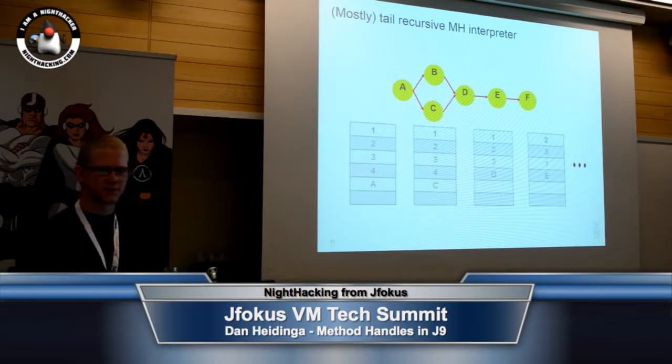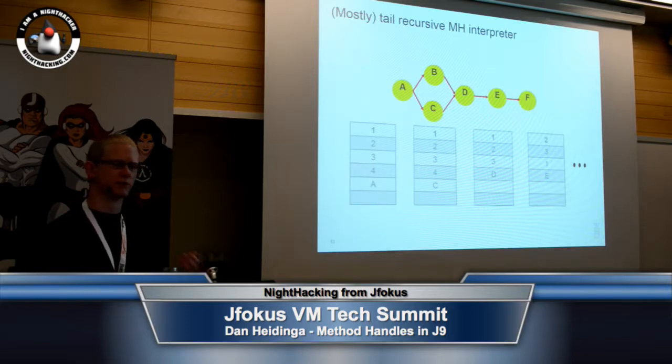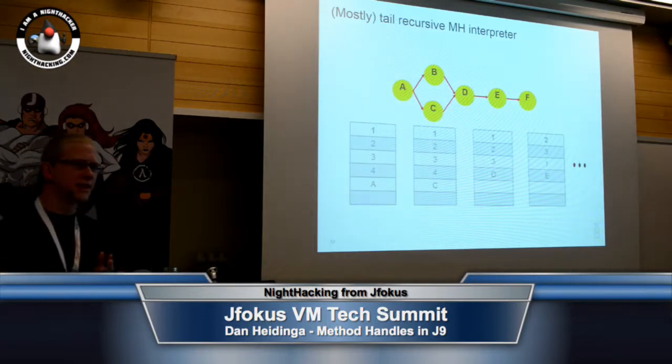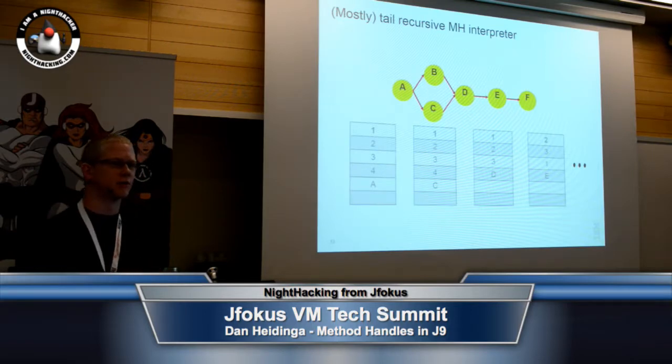Maybe C is a drop operation, so I remove one of the arguments and I put D on the stack there. Then I look at that and say, hey, maybe this is a permute, so I reorder the arguments and then I replace it with E. Right, and then I continue on and do the same thing for F. So this is tail recursive. It means in the interpreter we don't grow stack frames when we're running method handles. With a couple of caveats, right?